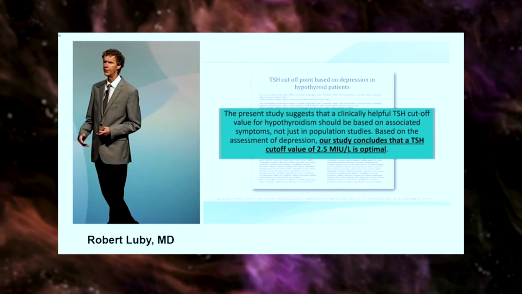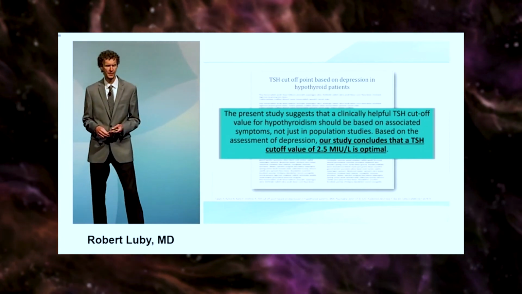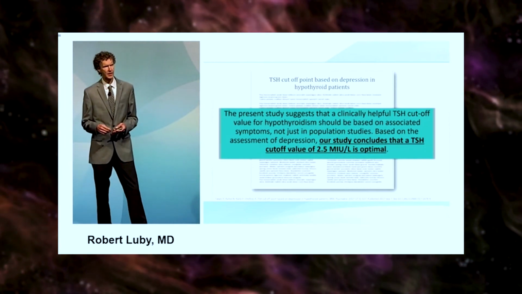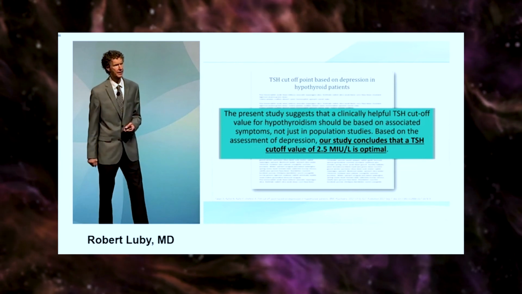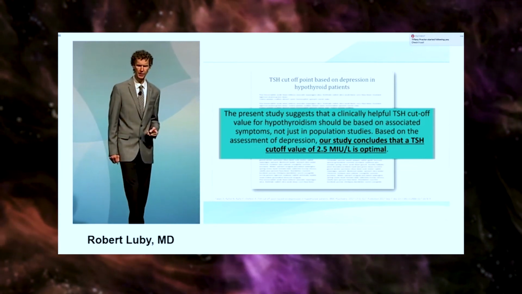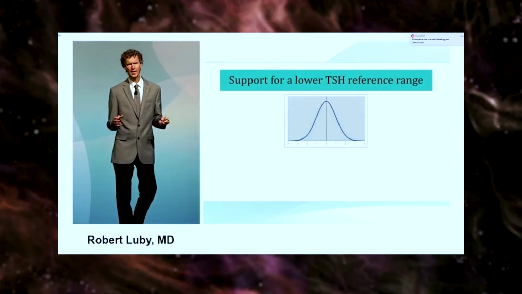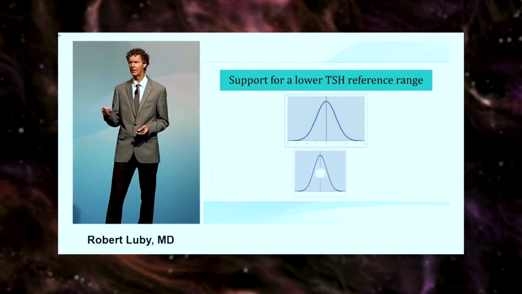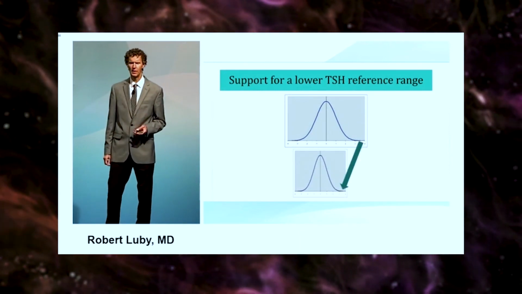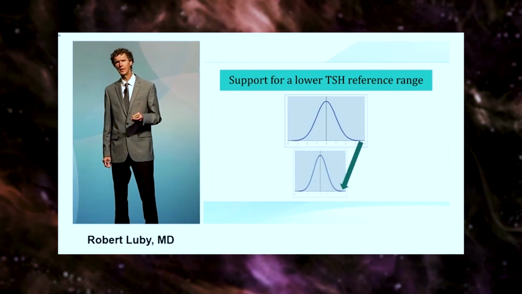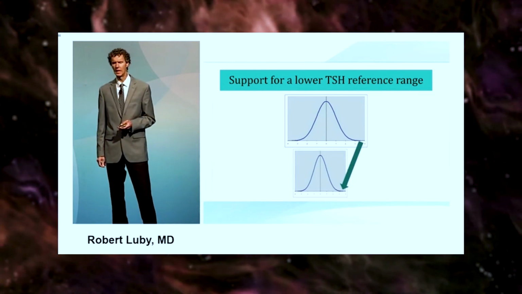More recently, if you're addressing depression, this came from BMC: a TSH above 2.5 can be problematic if you're addressing a patient with depression. So there's some support in the evidence and from some pretty good specialty organizations and journals that the TSH upper limit might be a little too high.